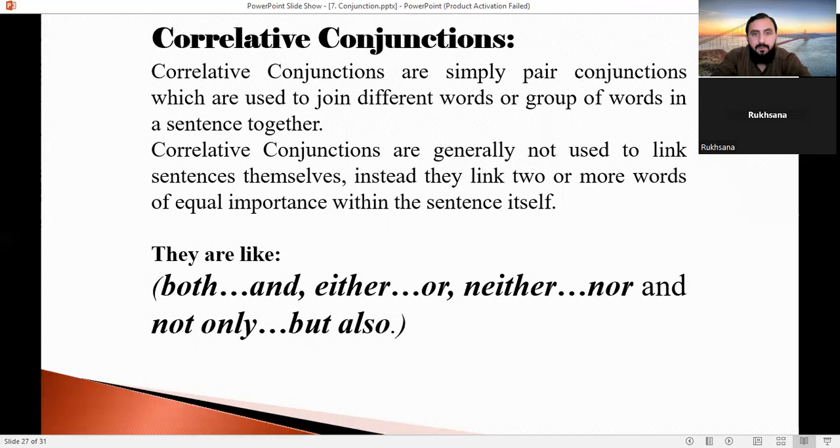They do not actually connect sentences, okay? But they connect sentences which are equal in tenses and ideas, okay? And they just connect words from those two sentences or clauses. Okay. Both and, either or, neither nor, and not only but also.